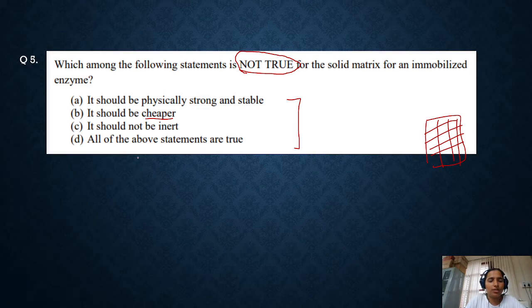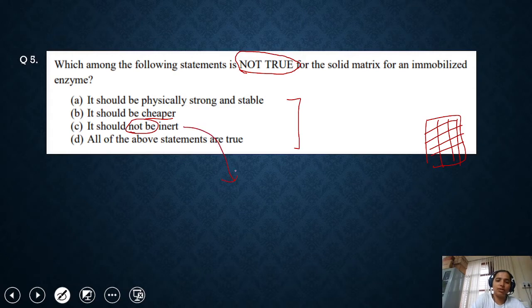Let's read the third option. It should not be inert. They are saying that it should not be inert. It means if it's not inert, then it may happen that it will react with the enzyme. So this is not required. Our matrix should be inert. So this option is the one that is not true; the other is a required property, but they are asking for not true.